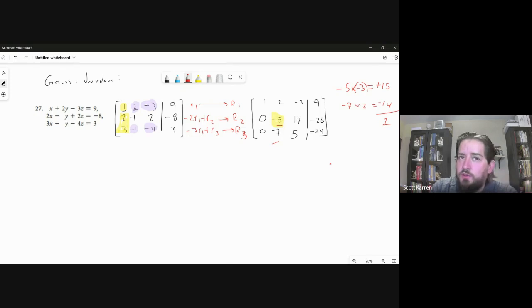And that's what I want to do to these rows, right? In row 2, I'm going to multiply it by -3. And then to that, I'm going to add on 2 multiples of row 3.